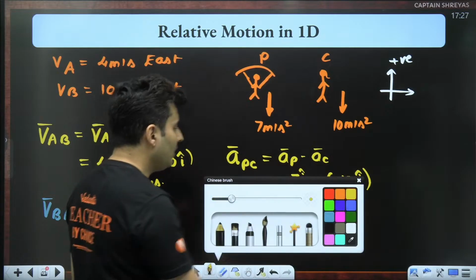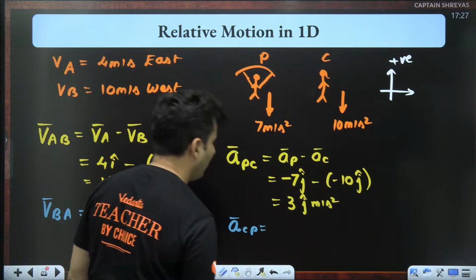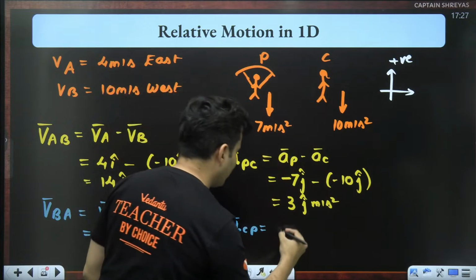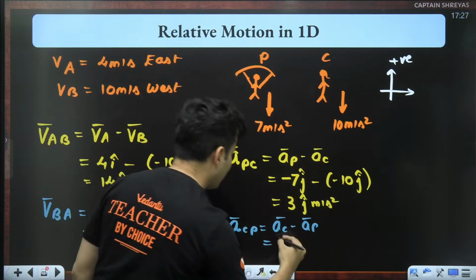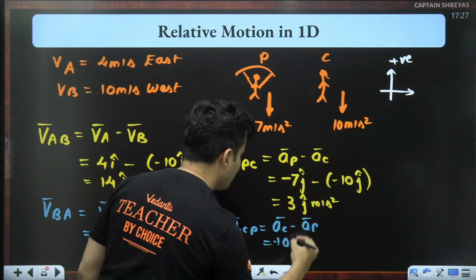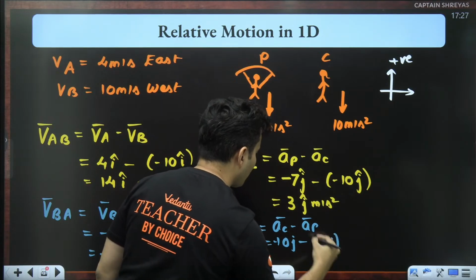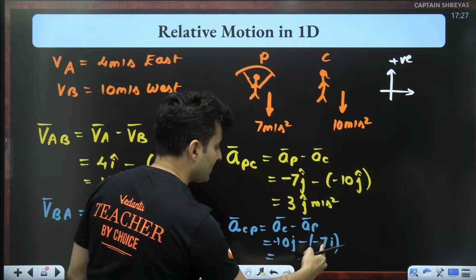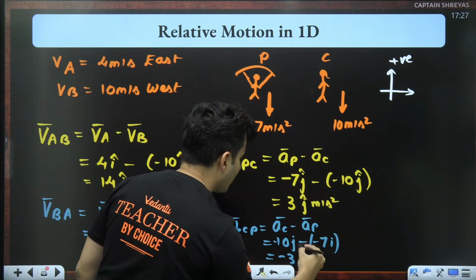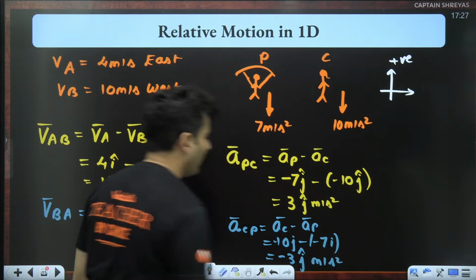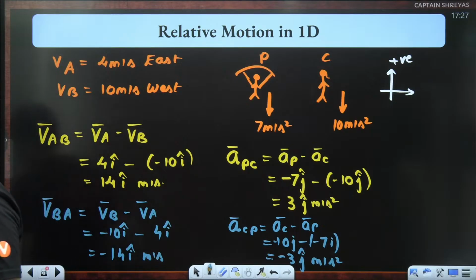Is that right? And if you do the exact opposite, acceleration of Champa with respect to Pandu, which is AC minus AP. AC, Champa's acceleration, is negative 10 j cap. Pandu's acceleration is negative 7 j cap, right? So this will become plus, and minus 10 plus 7 is basically minus 3 j cap meters per second square. That is what you will get the acceleration as.